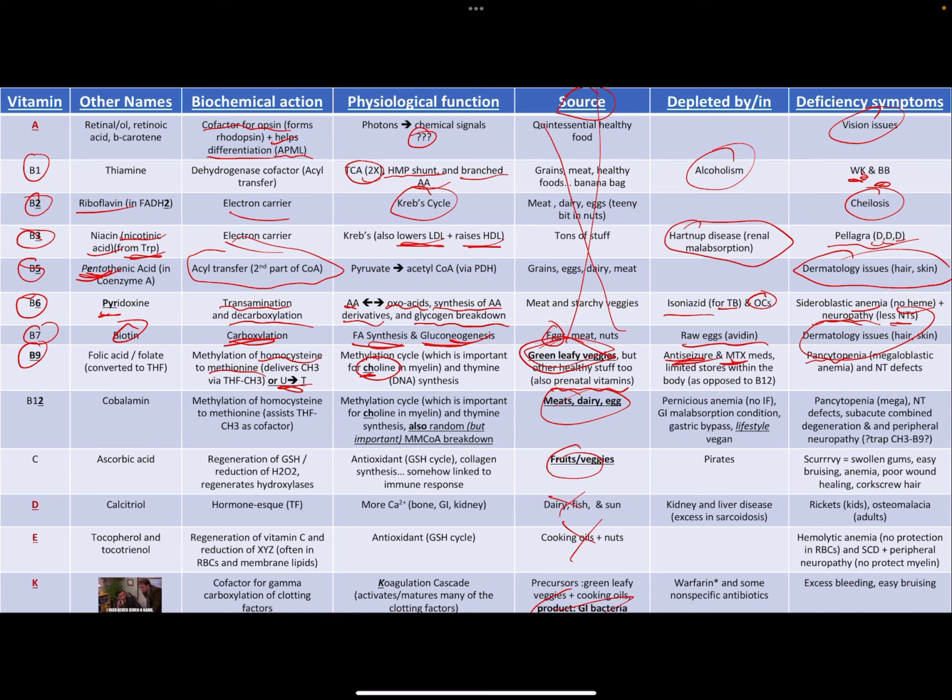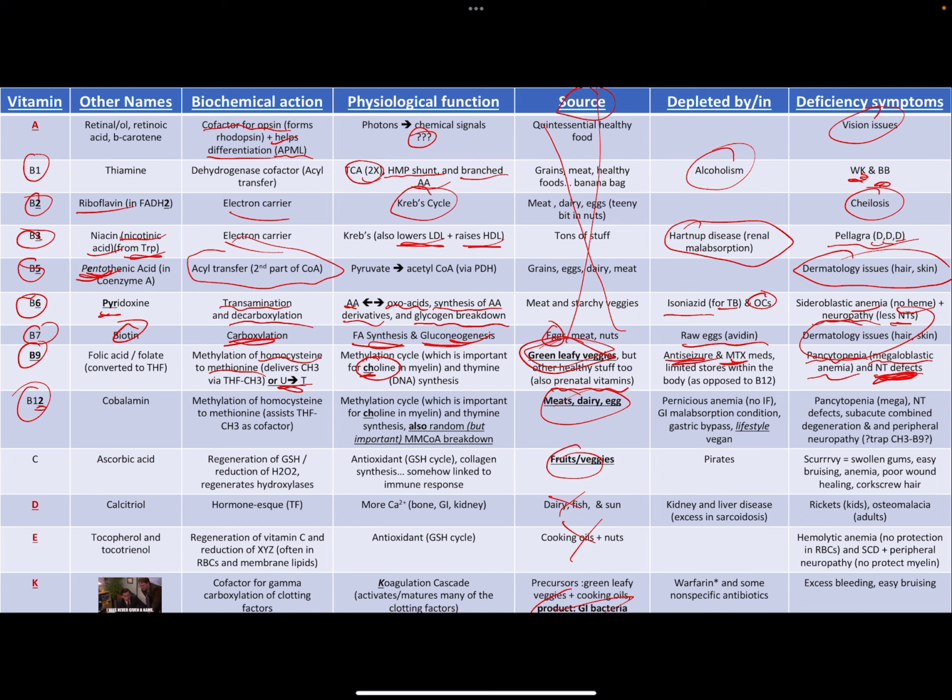So pancytopenia, we can't make red blood cells. We can't make white blood cells. We have trouble making platelets. You're going to have anemia. You might get sick a lot. You might get tired really easily. The anemia is megaloblastic. We have these really large red blood cells. And we have these PMNs, which is just like a hypersegmented neutrophil. And you get neural tube defects if you're pregnant and you're B9 deficient, potentially.